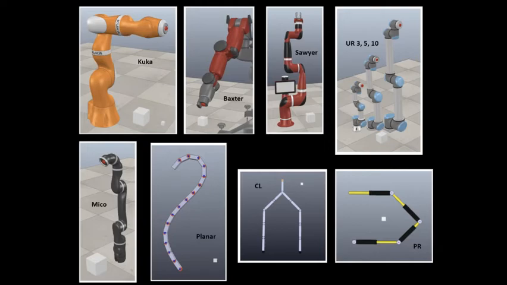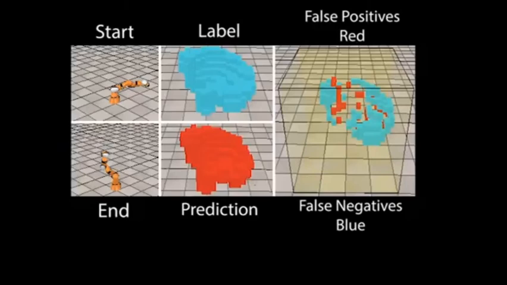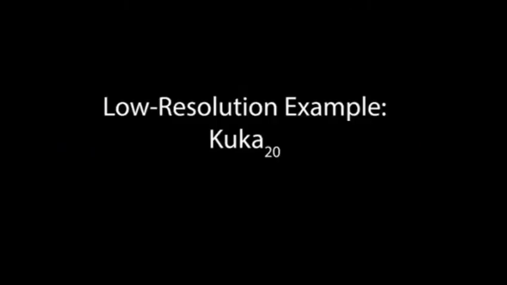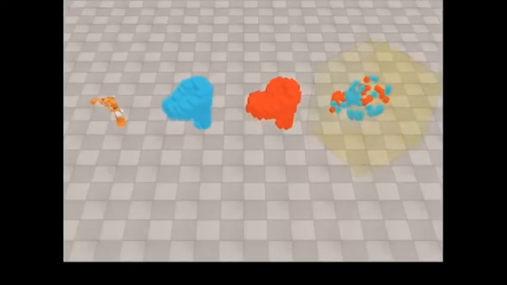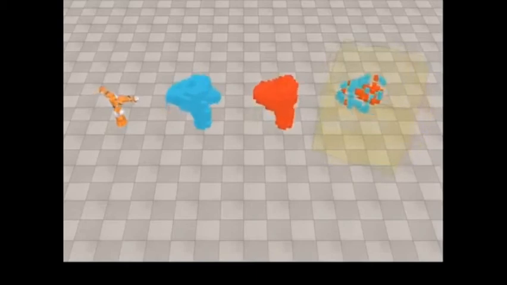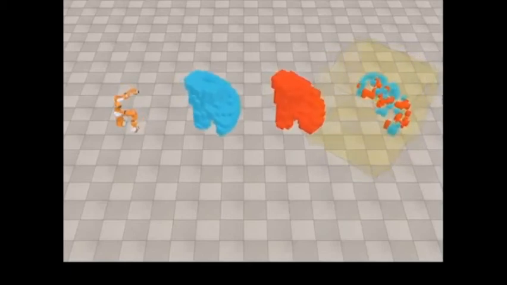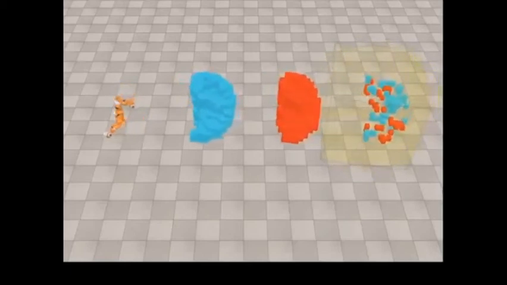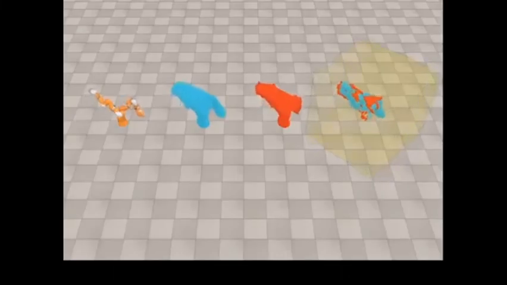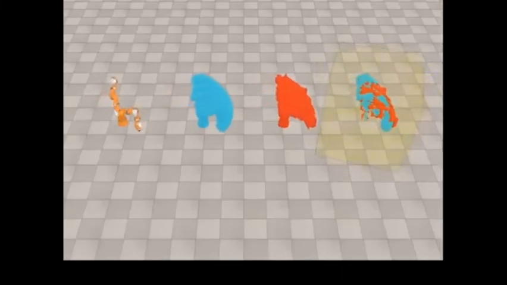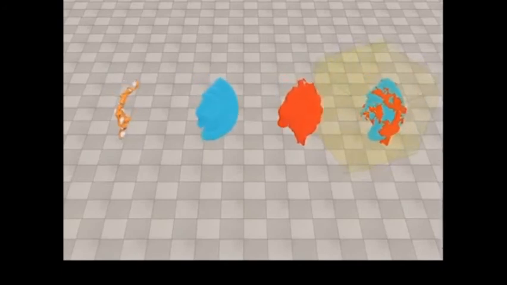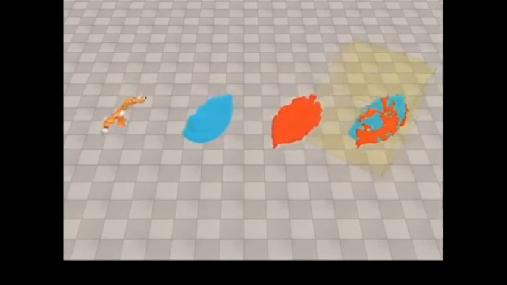Next, I will show the experimental results. Our experiment shows that the networks are capable of learning the swept volume. Here in this video, you can see the configurations for the robot on the left-hand side. The blue figure in the middle represents the ground truth, while the red figure in the middle represents the prediction by the network. The error for the prediction of the sample is shown within the grid space represented by the yellow box on the right-hand side. The two samples shown here are for the KUKA robot at a resolution of 10 centimeters and 2.5 centimeters, respectively.